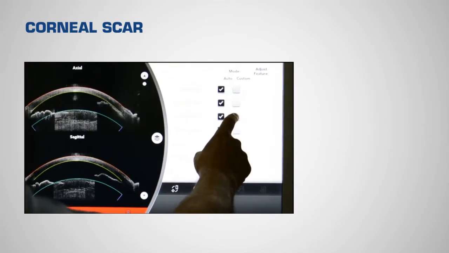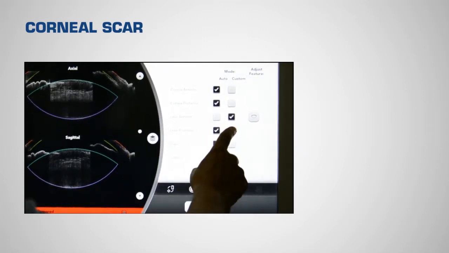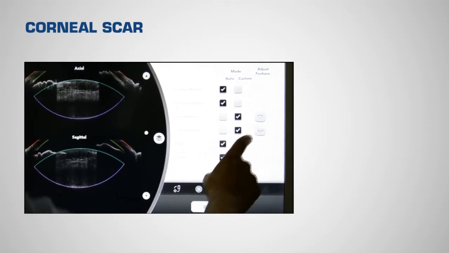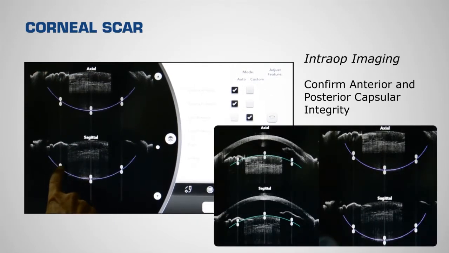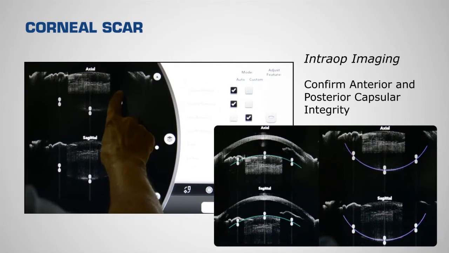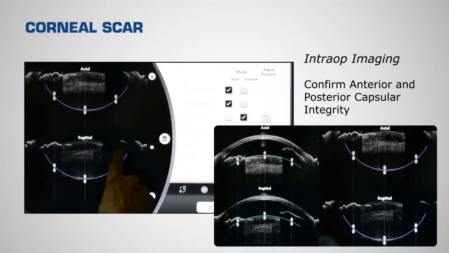Intraoperative anterior segment OCT was able to image through the corneal scar and the intumescent white cataract, visualizing the iridocorneal adhesion and confirming an intact anterior and posterior capsule. Calipers were used to compensate for lens tilt due to the iridocorneal adhesion.